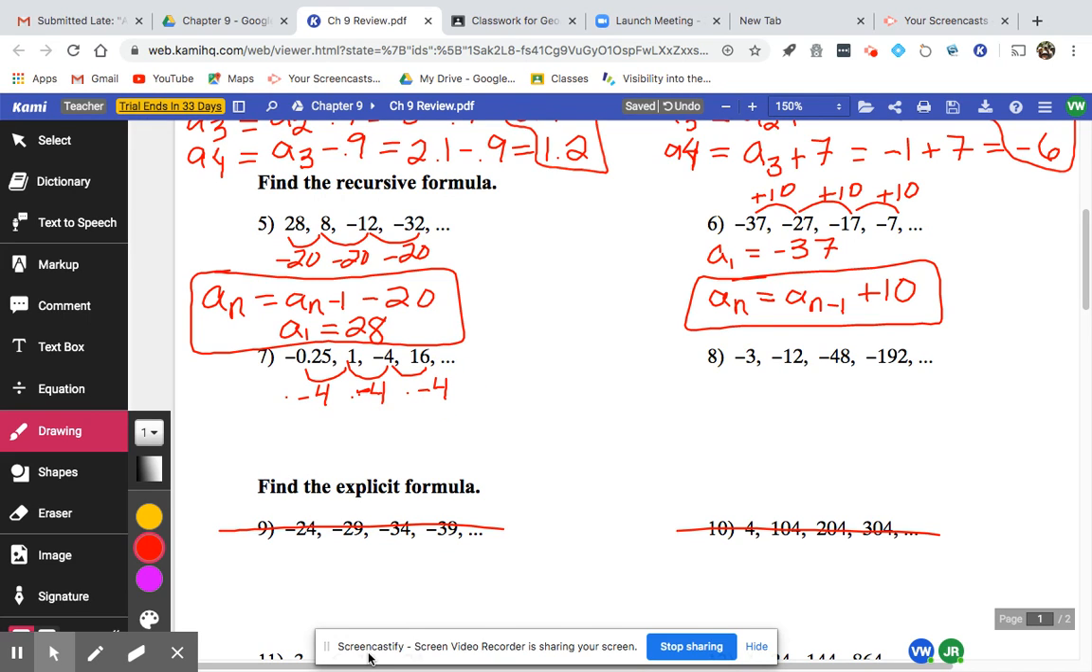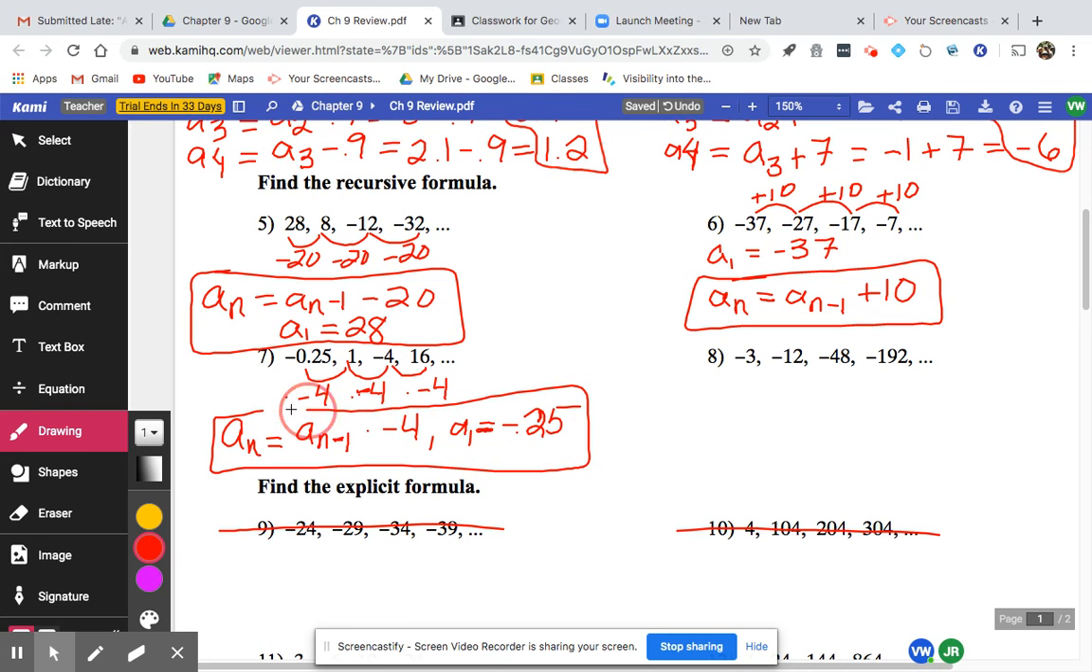It helps us like this. a sub n equals, I'm going to take the term before, a sub n minus 1, there we go, and I'm multiplying by negative 4. And the first term, a sub 1, is negative 0.25. There we go. So that's number 7 done.